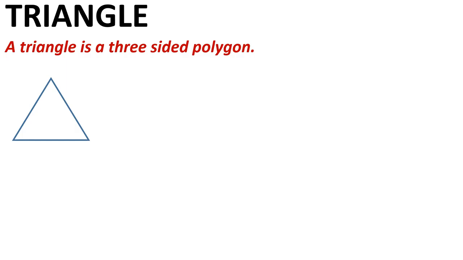And why is it a polygon? It is a simple closed curve made entirely of line segments. It is not crossing itself. Its starting point and end point are the same, and it is made up entirely of line segments. So it is a polygon. So a triangle is a three-sided polygon.